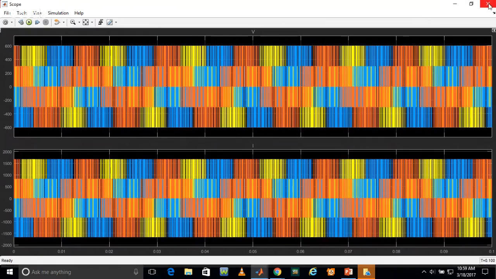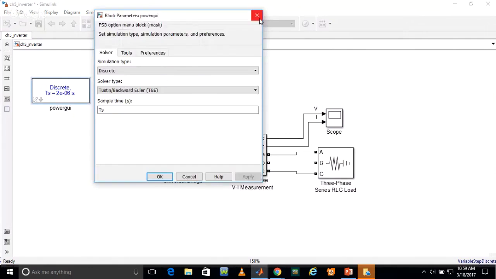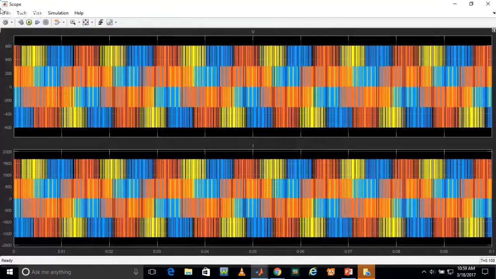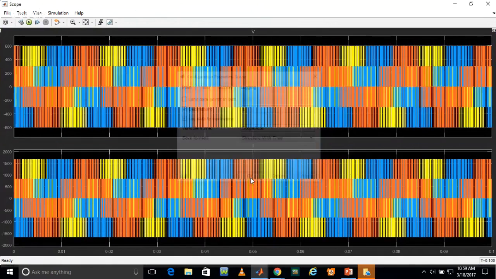If you want to check how many harmonics are present in this, first of all go to the scope, configuration properties, logging, log data to workspace. Then it asks you for a variable name, and the save format should be structure with time. Apply it and okay it.